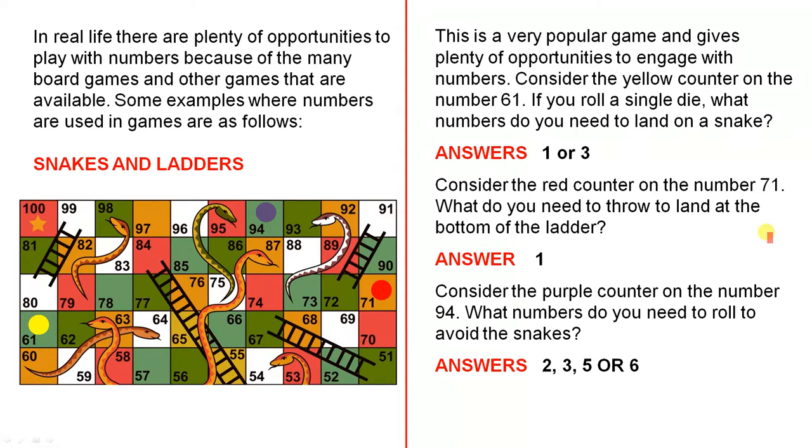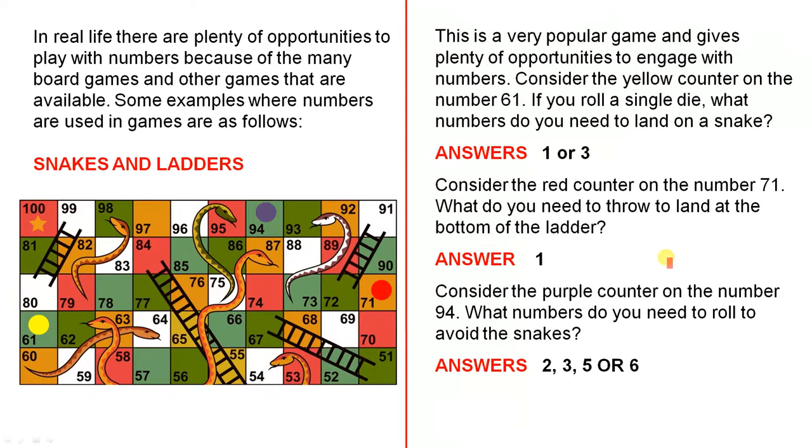Consider the red counter on the number 71. What do you need to throw to land at the bottom of the ladder? Okay, so here is the red counter on 71. Now the bottom of the ladder is here. There's only one of them because you're going this way. So you have to throw a 1 to land at the bottom of the ladder.